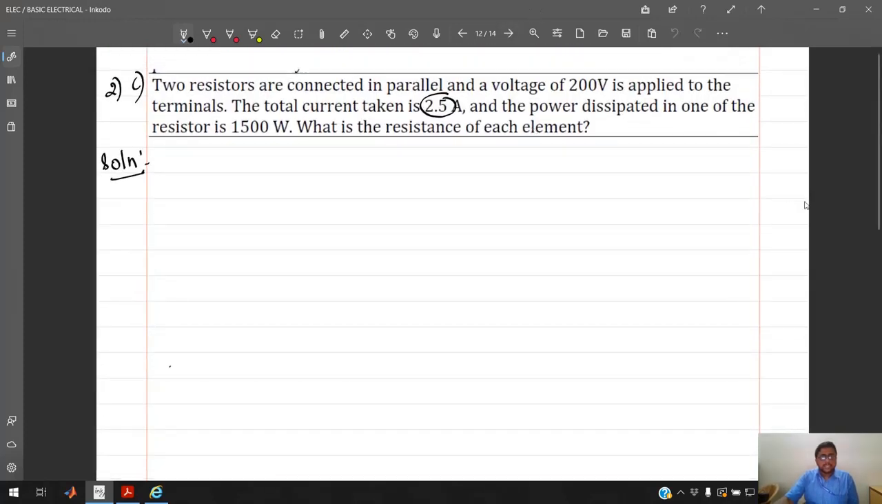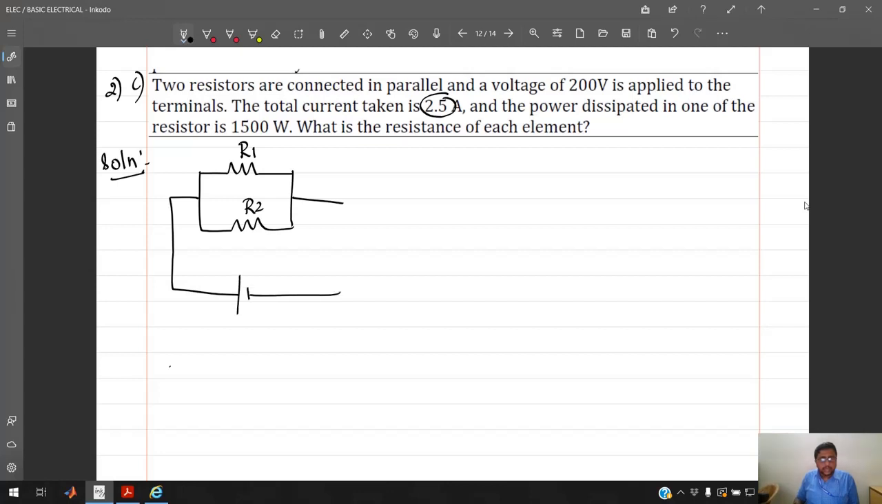Coming to the second problem, two resistors are connected in parallel. I'll name them R1 and R2, and the parallel combination is connected to a 200 volt DC supply. The total current taken is 2.5 amperes and the power dissipated in one of the resistors, let me name it as R1, is 1500 watts. They have asked what is the value of R1 and what is the value of R2.